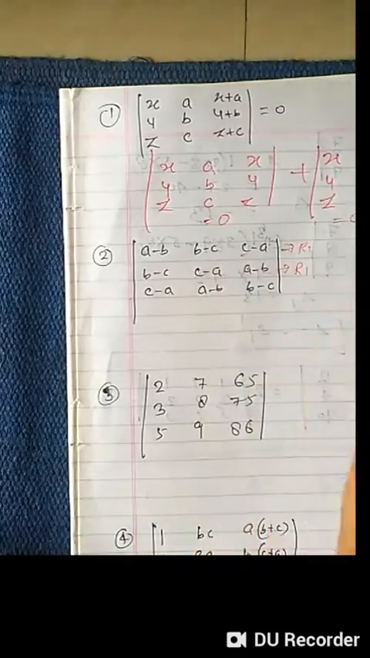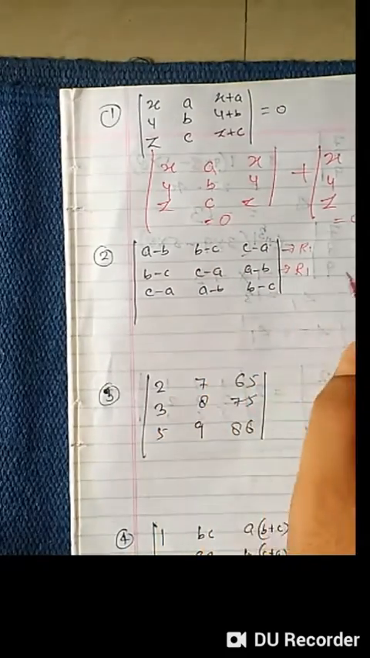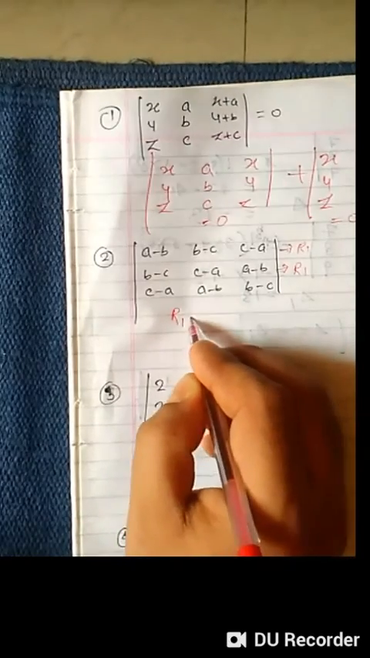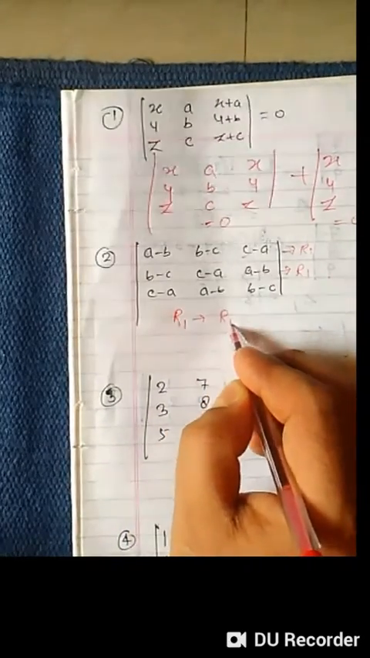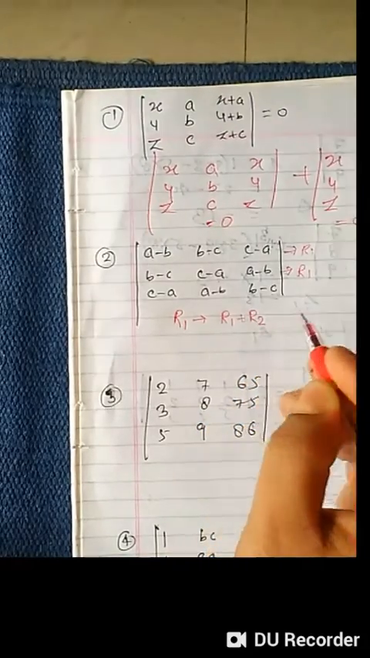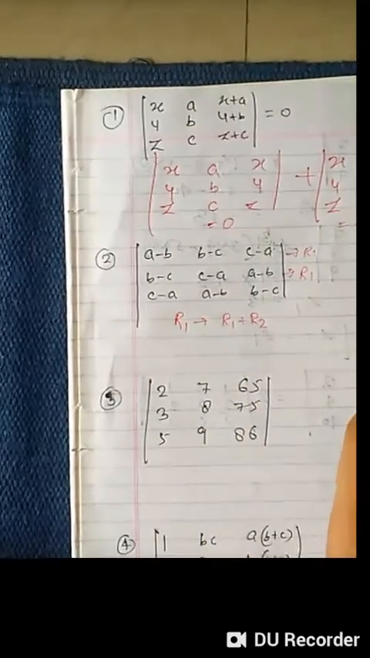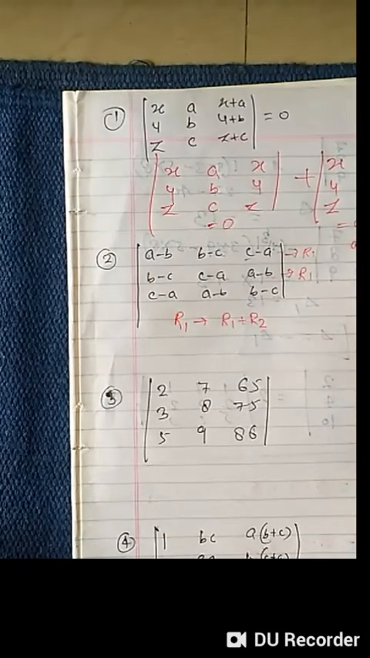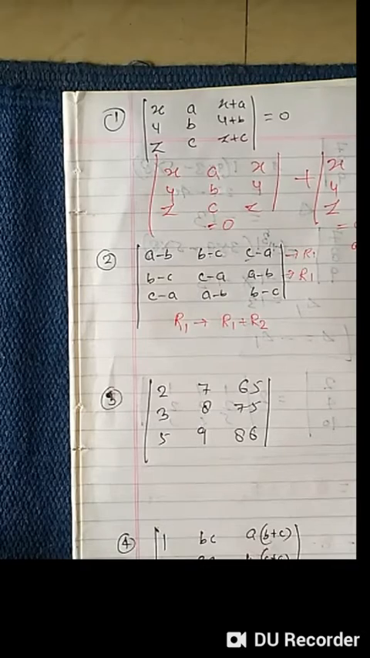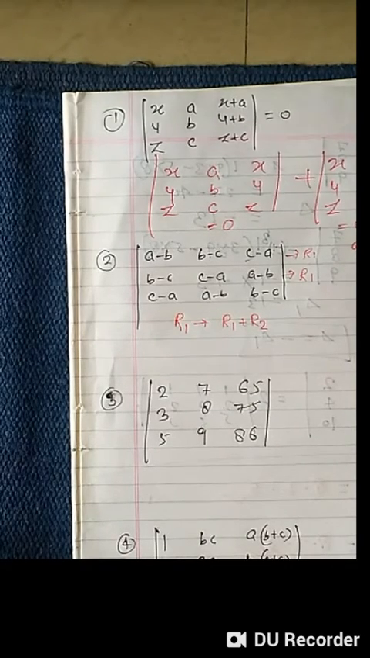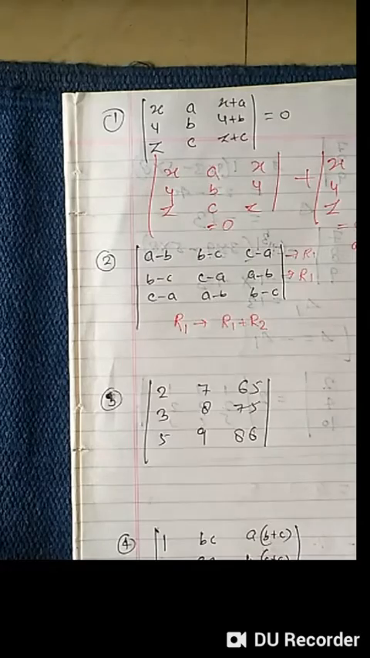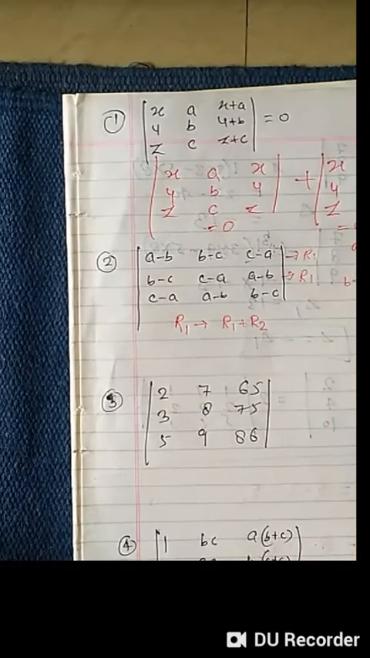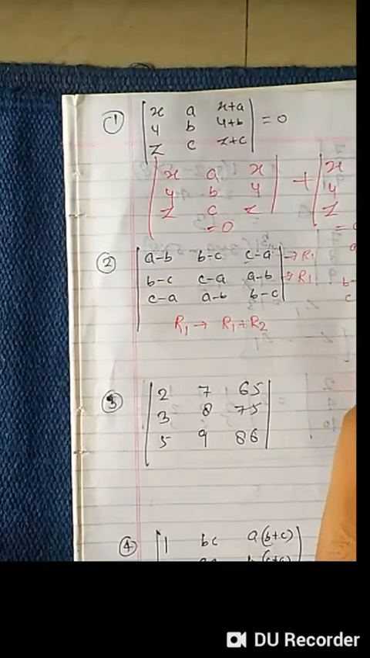So what will be here? If we replace r1 with r1 plus r2, what we'll get? We'll get a minus b plus b minus c, b minus c plus c minus a, c minus a plus a minus b. First row. Second row same, and third row same.